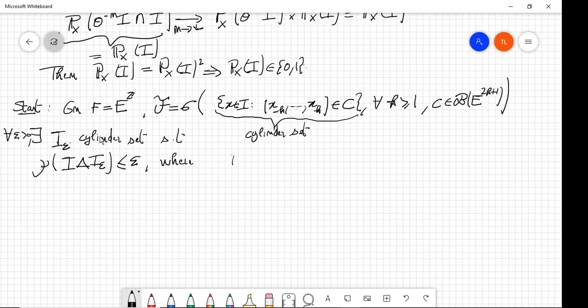where the symmetric difference means that you simply look at what is in I and not in I epsilon. That is, you take the complement of I epsilon in I, and you take the union with all that is contained in I epsilon and is not in I. Okay, so in this sense, you can always approximate I by an element I epsilon of the algebra, and the algebra here is the algebra of cylinder sets.